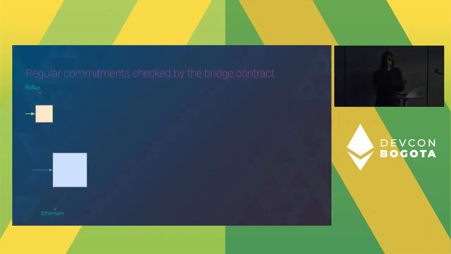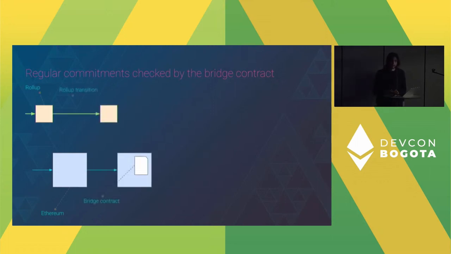And this is a rough overview of how it works. You've got one blockchain at the top, which is the rollup. You've got the main blockchain at the bottom, which in this case would be Ethereum. And they're both progressing via state transitions. New blocks are being made. There's a bridge contract on the base chain, on Ethereum. And periodically, an operator will take the state of the rollup chain, and they'll paste it into that bridge contract. Once it's in that bridge contract, it can be checked.